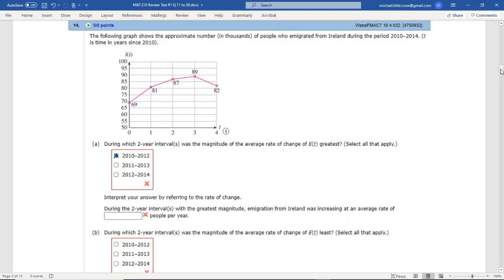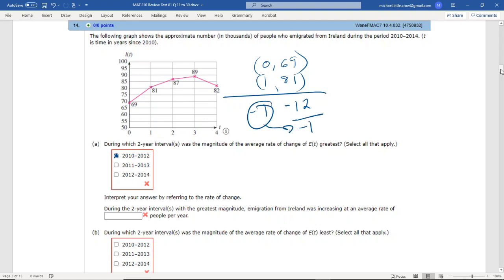So we get 2 points: 0, 69 and 1, 81. And again, I've shown this. We can just subtract them, so we get a -1 here by subtracting the x values, and a number here: 69 from 81 is 12, -12. Then -12 divided by -1 should give us a +12. Yeah. So we put that right here.